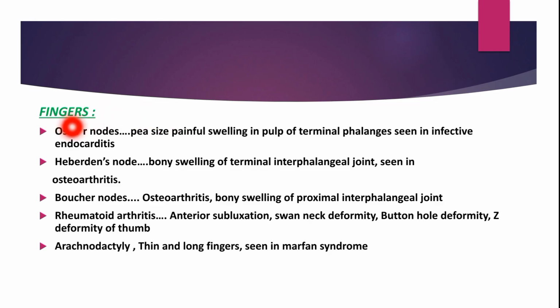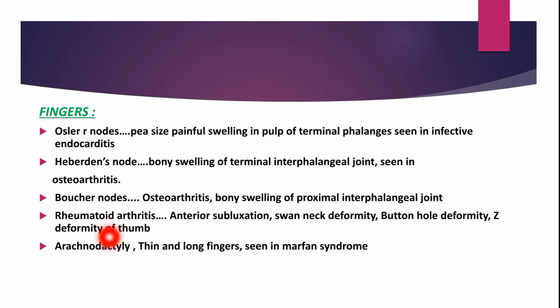Next is the examination of the fingers. So in fingers, look for the Osler nodes. Osler nodes are the pea-sized painful swellings which are seen in the pulp of terminal phalanges, and it is seen in infective endocarditis. Also look for the Heberden nodes and Bouchard nodes, and both of them are seen in osteoarthritis. But Heberden nodes indicate the bony swelling of the distal interphalangeal joint, whereas the Bouchard nodes indicate the bony swelling of the proximal interphalangeal joint. Similarly, in rheumatoid arthritis, the changes in the hand include anterior subluxation, swan neck deformity, buttonhole deformity, and Z deformity of the thumb.